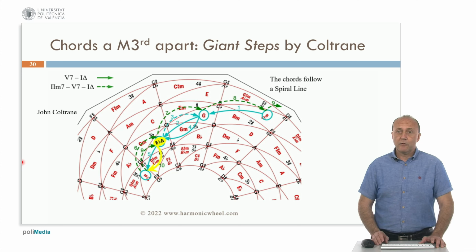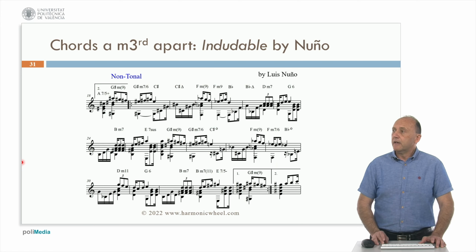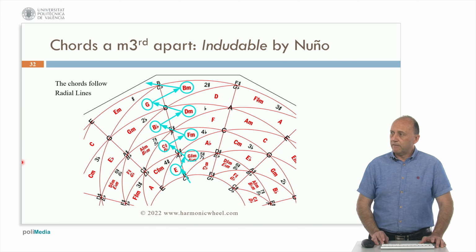So it is easy to memorize this diagram, and therefore we can transpose it to any of the other keys. Another non-tonal composition, in this case a bossa nova called Indudable and composed by myself. It is based on 4 minor chords, a minor third apart, that is following a radial line or a Bartók axis, and 4 major chords following other radial lines, so they form another Bartók axis.